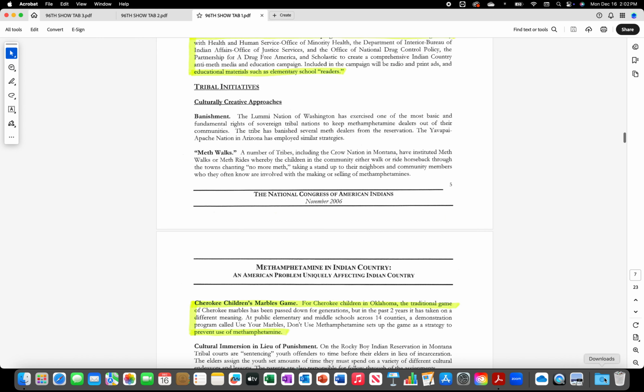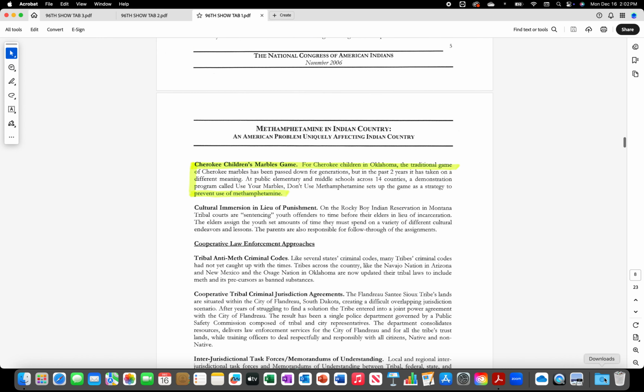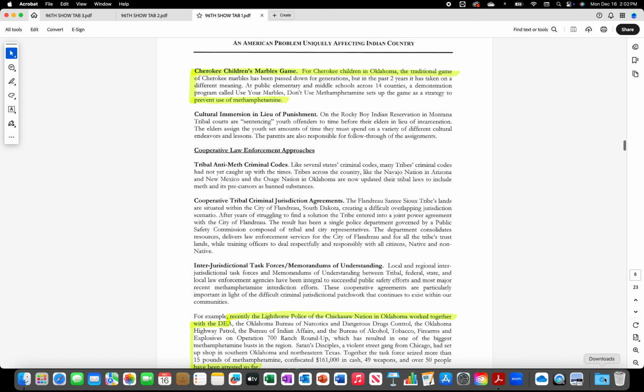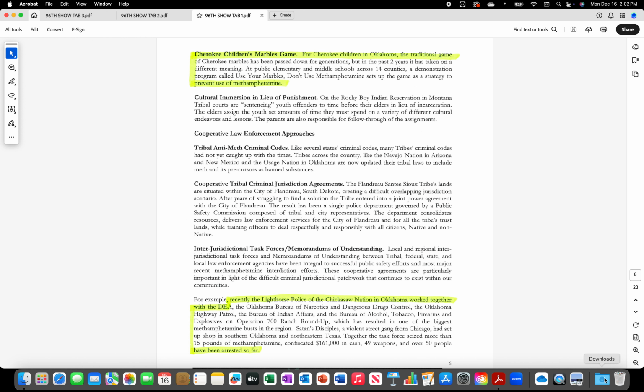This is November 2006. 2006 is the year of this document.